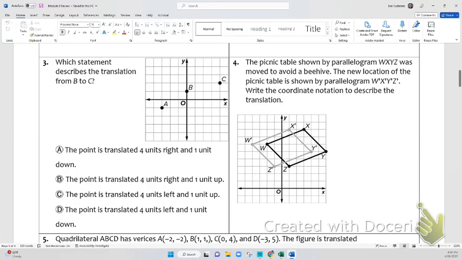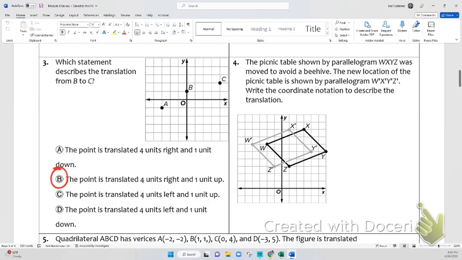For question number 3, they say which statement describes a translation from point B to point C. So here's point B right here, and they're asking how do I get here to point C? For my answer here, the only answer that works is going to be letter B as in boy. It says the point is being translated 4 units right and 1 unit up.